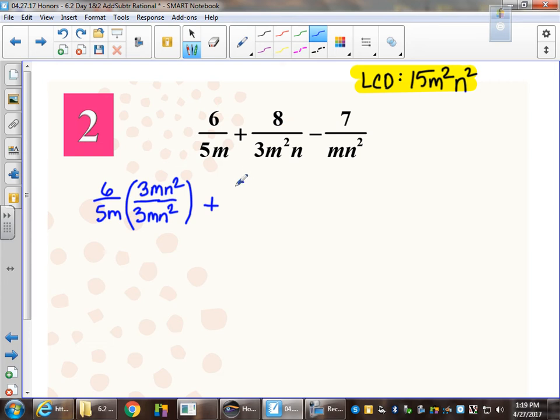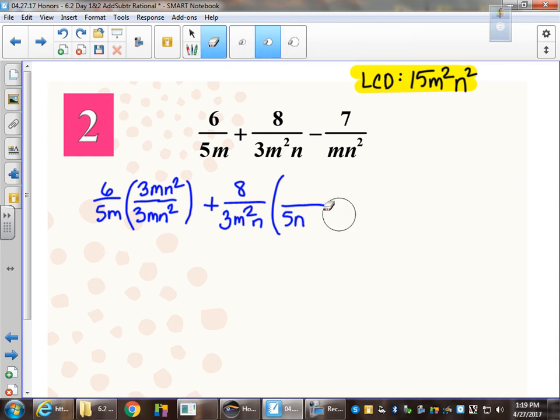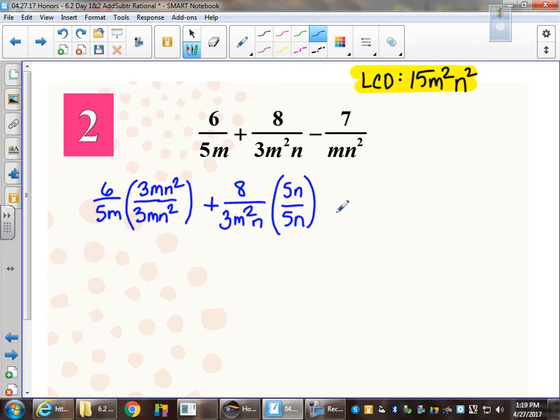Plus the second piece here, 8 divided by 3m squared n. Starting with 3, I'm trying to get to 15, so I'll multiply by 5. I need m squared. Check it out. I already have m squared, so I don't need to multiply by any more m's. And then I have a single n. I'm trying to get to n squared, so I need a single n right there. So I multiply the denominator by 5n. I need to multiply the numerator by 5n. And then last but not least, our third rational expression.